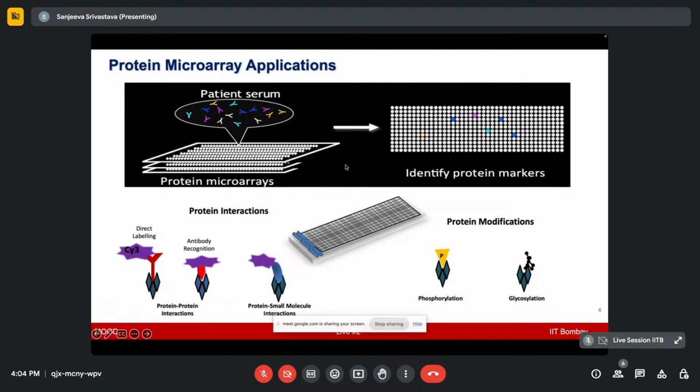This is what is shown in the top panel of the slide. Additionally, if you want to look at whether protein X interacts with protein Y, or whether a protein interacts with small molecules, nucleic acids, or carbohydrates, you can look at these kinds of interaction studies. Or whether a protein gets phosphorylated or glycosylated can also be tested using these array platforms. So there can be any number of applications using this technology.